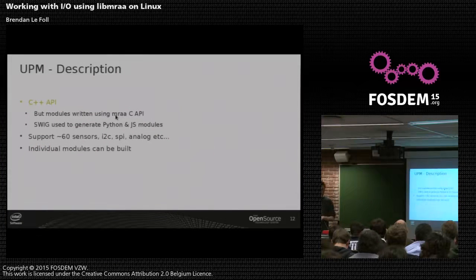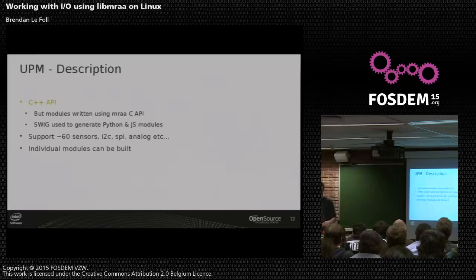The UPM API builds individual libraries for pretty much every sensor or sensor class. We try and regroup sensors that reuse code together. But there are individual libraries, so if you want just one sensor, you just build that one sensor library for yourself, or you build the whole thing and you just chuck it on your board. It depends what exactly you want to do.